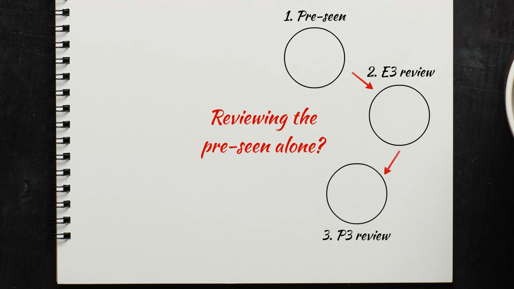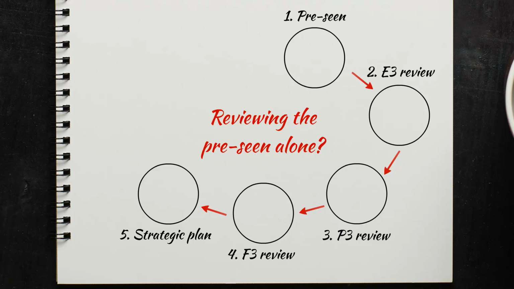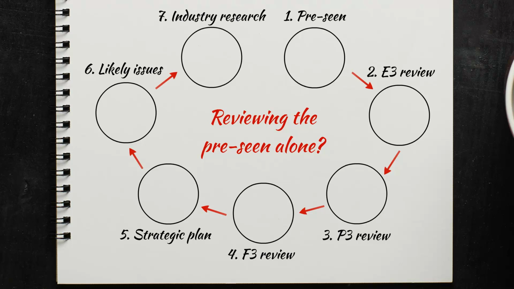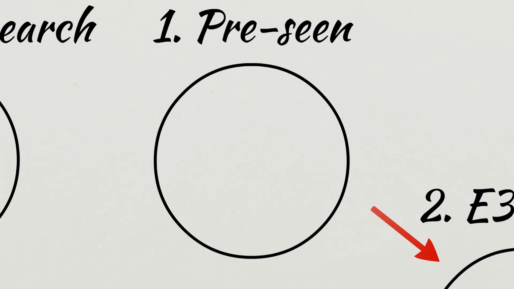Then conduct a P3 review for the key risks and for governance issues, etc. Then an F3 review for funding and other financial issues like that. Then come up with a strategic plan for how you would approach issues in the exam. Come up with your likely issues based on your analysis, and then finally conduct some industry research to find some examples to back up the kinds of comments you want to make. So let's go into a bit more detail into each of these, starting with the pre-seen.